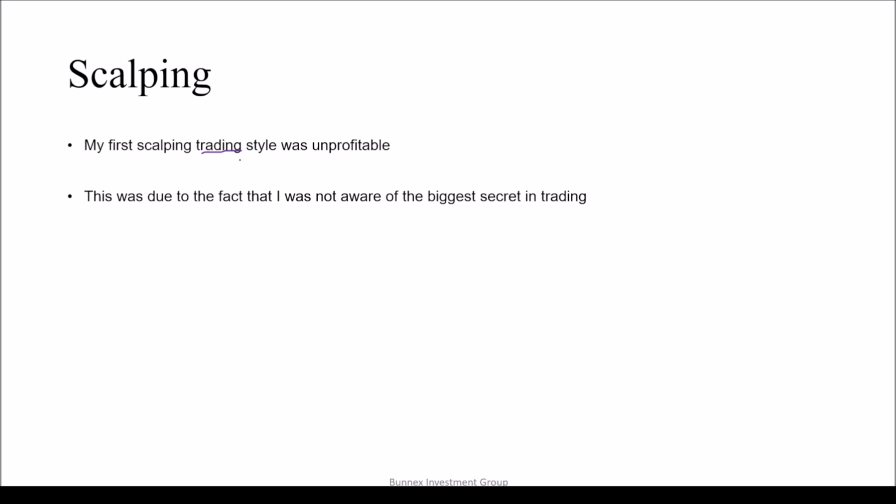Firstly, we've actually highlighted that this video is going to be on scalping strategy. So what is scalping? It's actually an in and out trading strategy. My first scalping trading style was unprofitable. This was due to the fact that I was not aware of the biggest secret in trading.